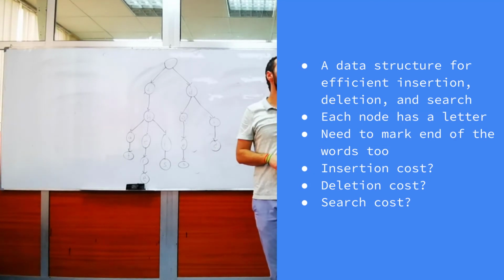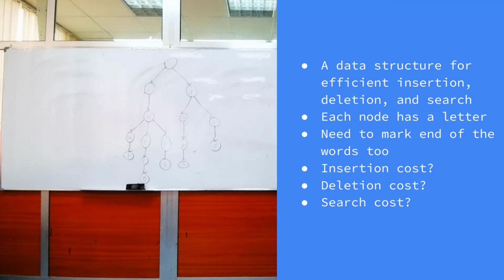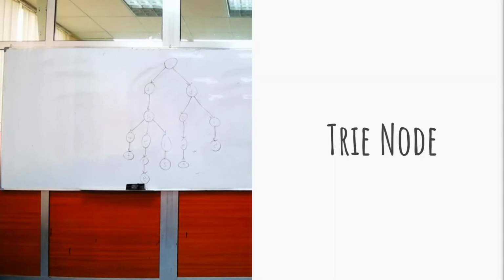As we discussed, when L is the average length of the word, all insertion, deletion, and search cost for a trie is going to be O(L). And it actually beats the very efficient data structures that we have seen so far for this specific purpose. So now let's see how the implementation is going to look.